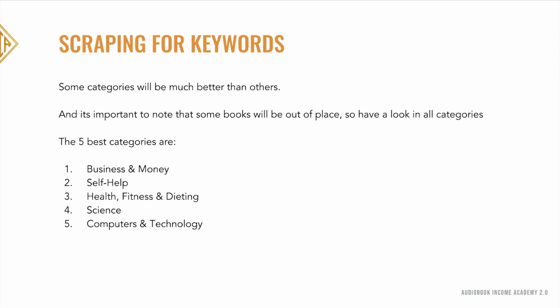So the 5 best categories, in our opinion, would be, this is not necessarily in the exact order, but I think it is. That would be my order. Okay. So business and money, number 1. Number 2, self-help. Number 3, health, fitness, and dieting. Number 4, science. I feel like science is underrated. And then number 5, computers and technology. That one as well. Again, the computers and technology are fine. These coding software ones fall under that. Always just keep it in mind. That won't work great for audio.